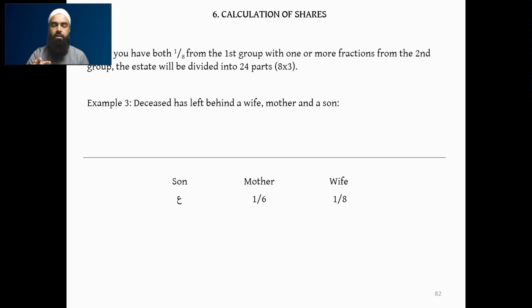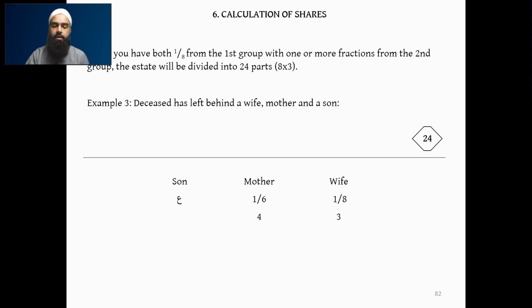Now we see 1/8 is there from group number 1, alongside 1/6 from group number 2. So we take the 8, the bottom number, and we times the 8 by 3. That's the rule. So 8 times 3 is 24. That gives us our divisor. Then we give 1/8 of 24 to the wife. So she receives 3, because that's 1/8 of 24. And mother receives 1/6 of 24, so receives 4, because 4 is 1/6 of 24.